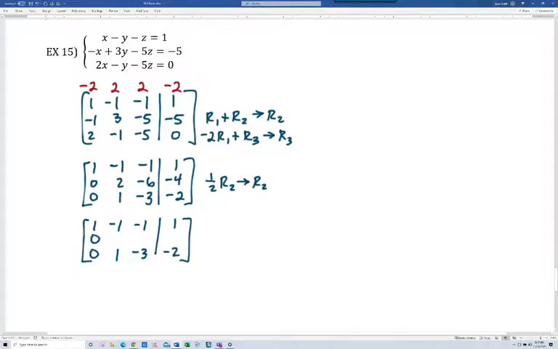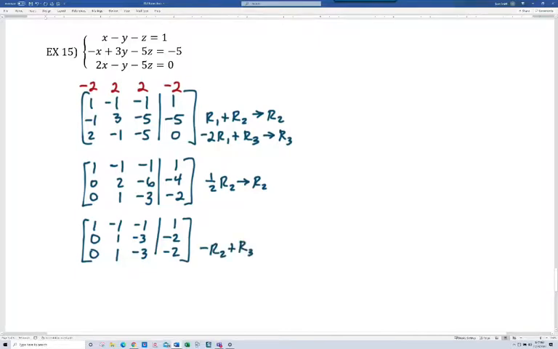0 divided by 2 is 0. 2 divided by 2 is 1. Negative 6 divided by 2 is negative 3. And negative 4 divided by 2 is negative 2. So hopefully you notice, hey, the last two rows are the same. This is going to be our solution where we have infinitely many solutions. We're going to get 0 equals 0 here.